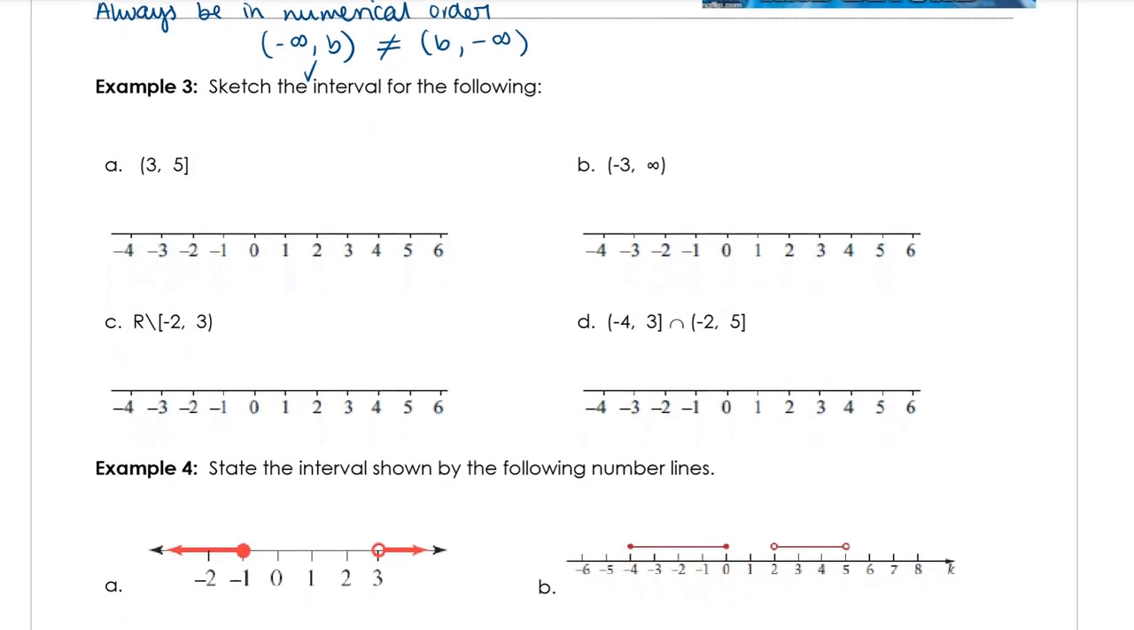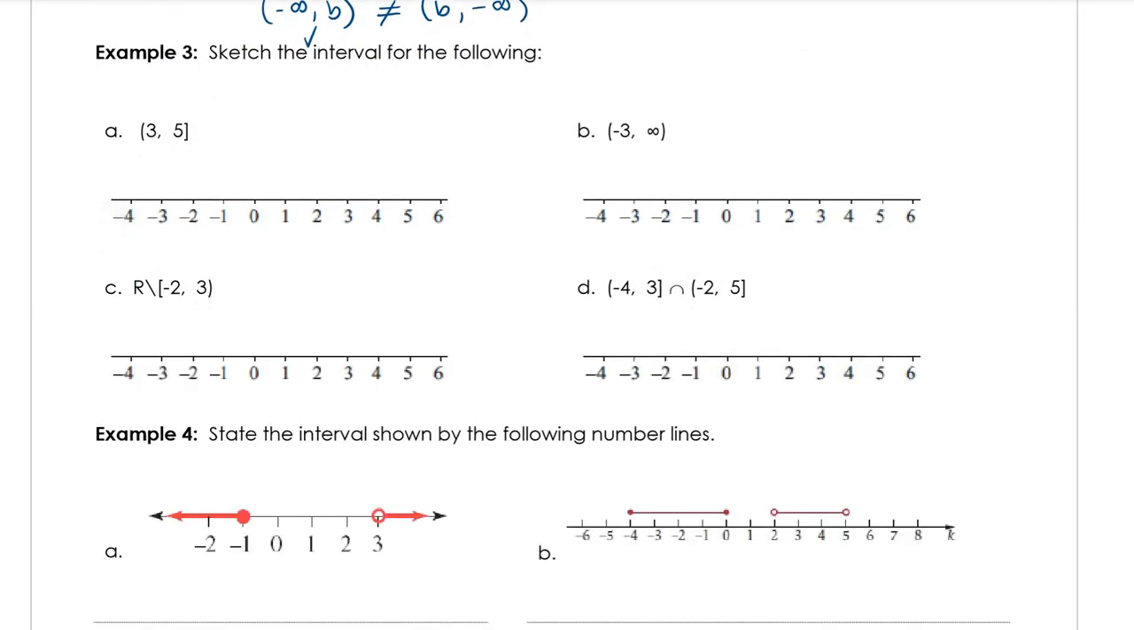Now, if you would like, feel free to pause the video here and have a go at these, but I'll also go through them. For this one, 3 is not included, but 5 is. So I've got an open circle and a closed circle and connecting the 2. Now, negative 3 to infinity, negative 3 is not included, and we're going to go all the way to infinity.